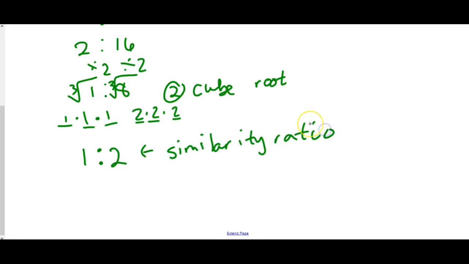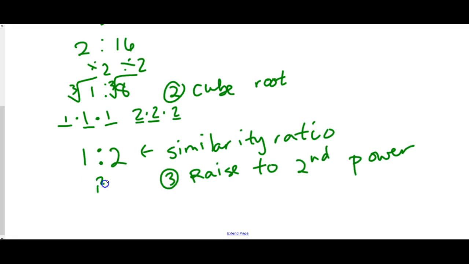They could also call it the ratio of the sides, or they could also refer to it as the ratio of the perimeters. Since perimeter is just adding everything together, it's the same ratio as the sides. To get it to a surface area ratio, we would raise it to the second power, or square it. So 1 squared to 2 squared gives me 1 to 4, which is our answer.